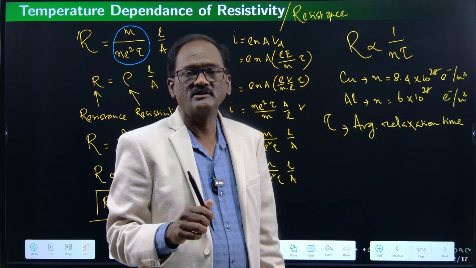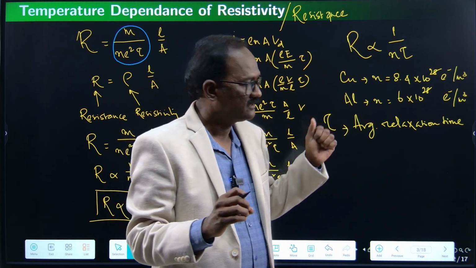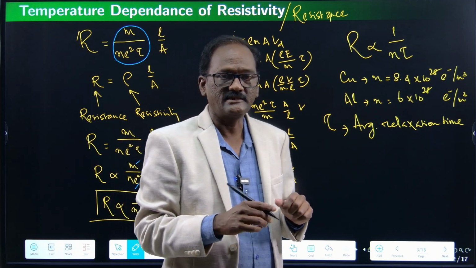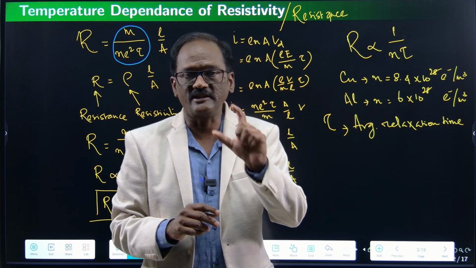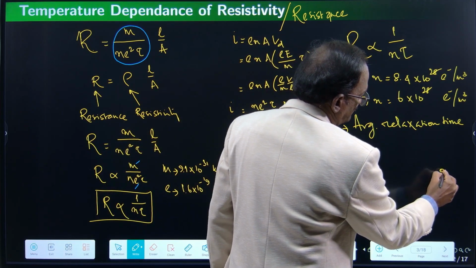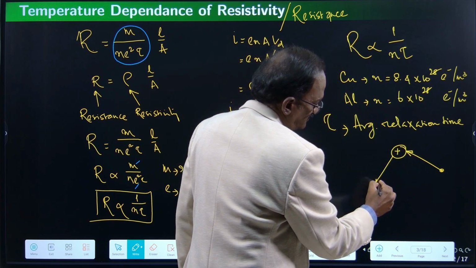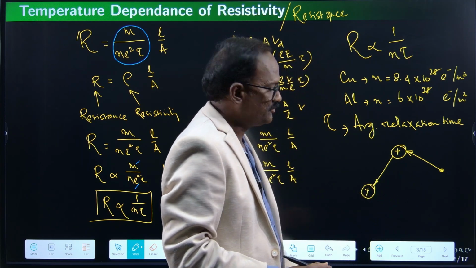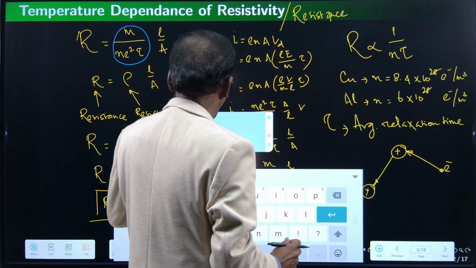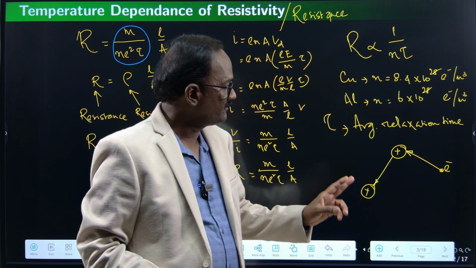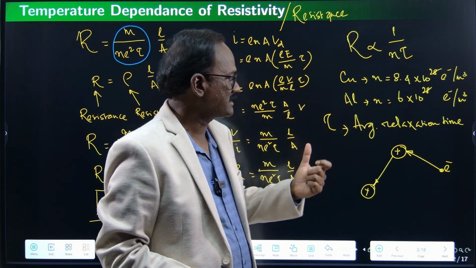What we discussed about tau in the previous video, under the heading drift velocity, we discussed at length: tau, the average relaxation time, the time interval between two successive collisions of an electron. An electron comes here, first collision, then second collision. How much time is it taking? Average time interval between two successive collisions. So this is relaxation time, right?